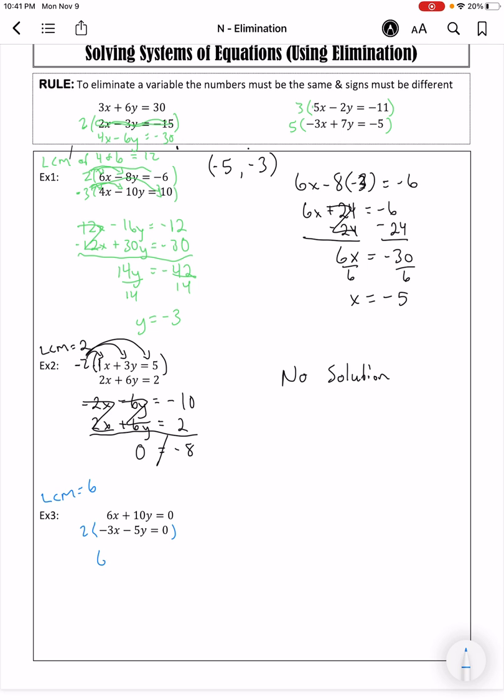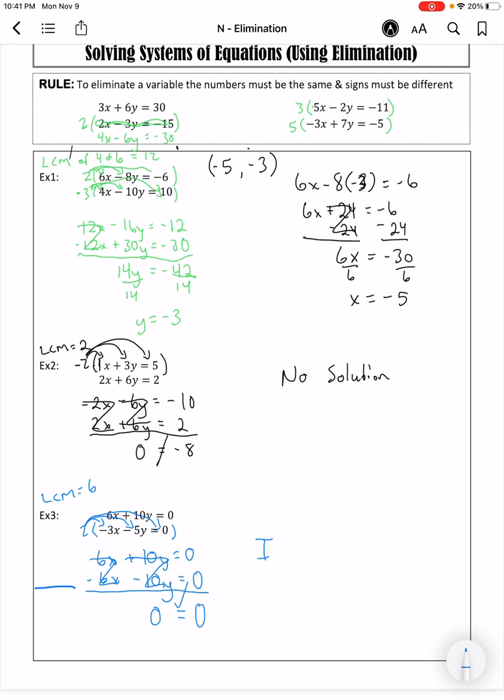So I'm going to rewrite my first equation, 6x plus 10y equals 0. And now I'm going to multiply 2 to negative 3x, which is negative 6x, 2 times negative 5y, which is negative 10y, and then 2 times 0, which is still 0. Again, I'm going to combine like terms. So 6x minus 6x is 0. 10y minus 10y is also 0. So on the left side we have 0, and then 0 plus 0 is 0. Does 0 equal 0? Of course it does. That is a true statement.